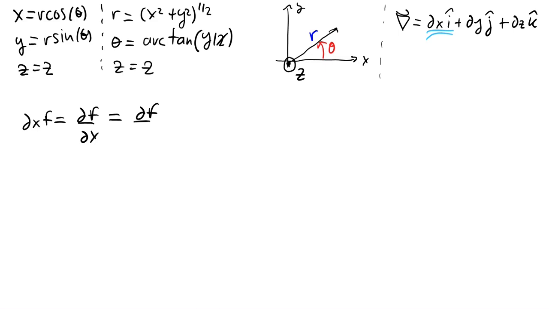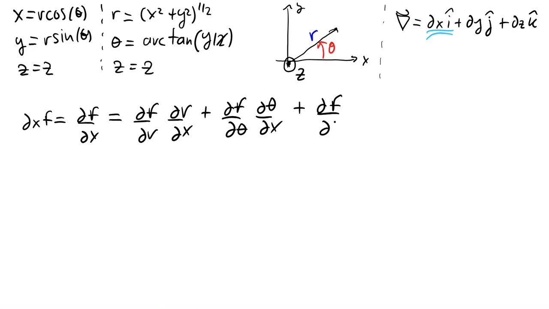First, use the chain rule with respect to the variable r. Then, use the chain rule with respect to the variable theta. And finally, use the chain rule with respect to the variable z. It is important to notice that the variable z does not depend on the x variable, so the derivative of z with respect to x is 0.